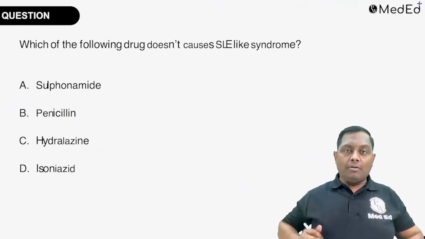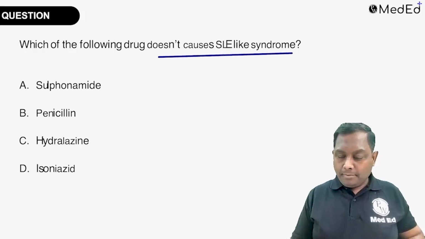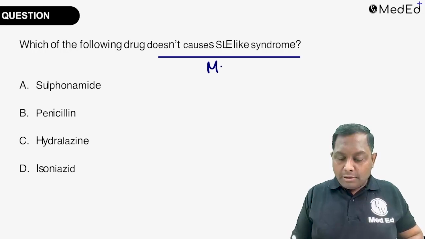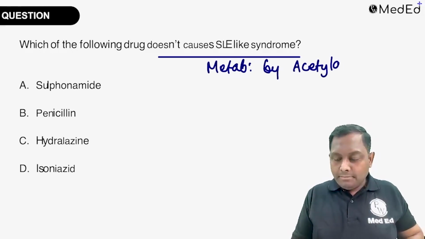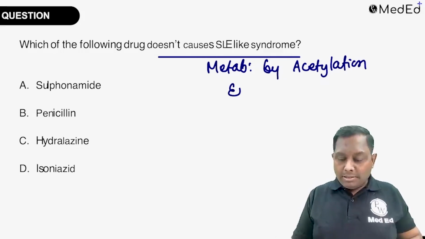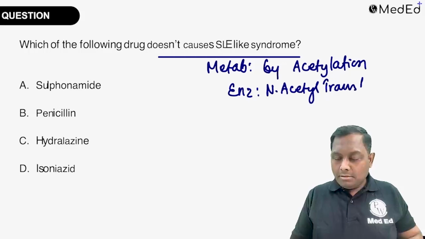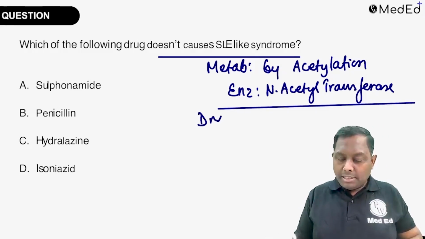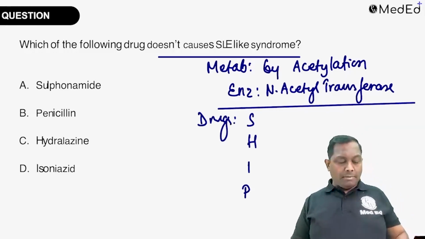Which of the following drugs doesn't cause SLE-like syndrome? SLE-like symptoms will be caused by any drug that is going to get metabolized by acetylation, and the enzyme that is required is N-acetyltransferase. An example of drugs that are metabolized by acetylation is remembered by the mnemonic SHIP drugs. We remember them with the SHIP drugs mnemonic.